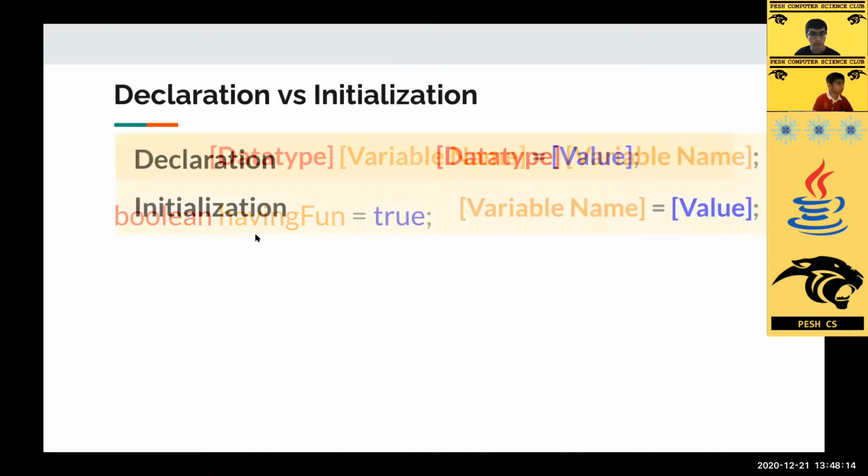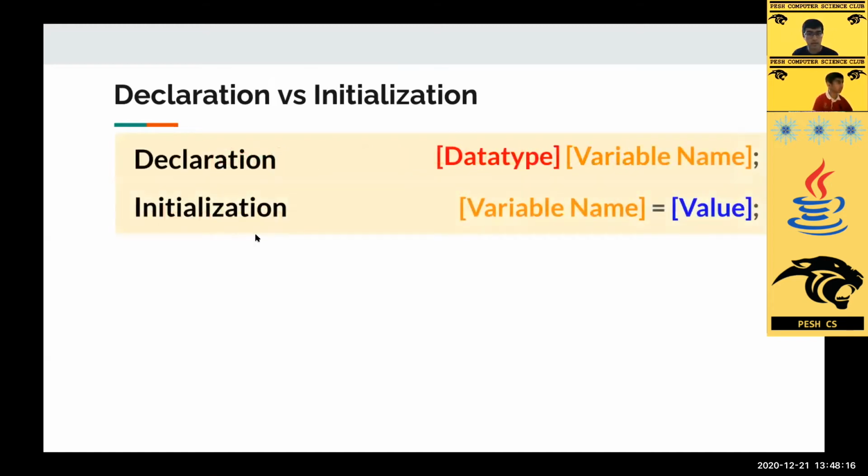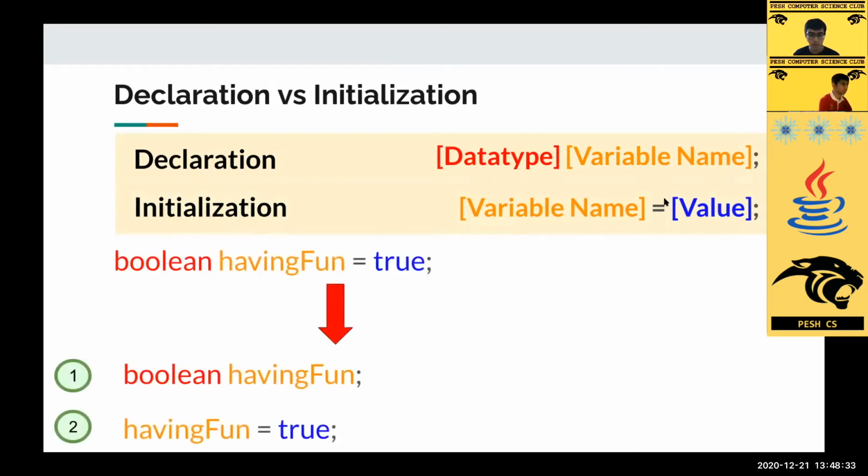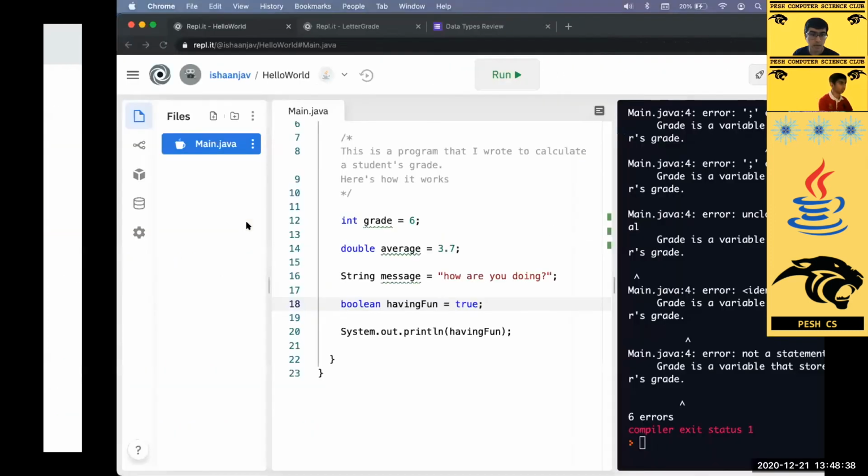Well, I can do that with declaration and initialization. The way it works is first you would say what data type you have for your variable, followed by the variable name, which is very similar to what we looked at before. But now you just end it with a semicolon. Then for the initialization step, that's where you actually give it a value. To put it into context, boolean having fun equals true is the example we looked at over here.